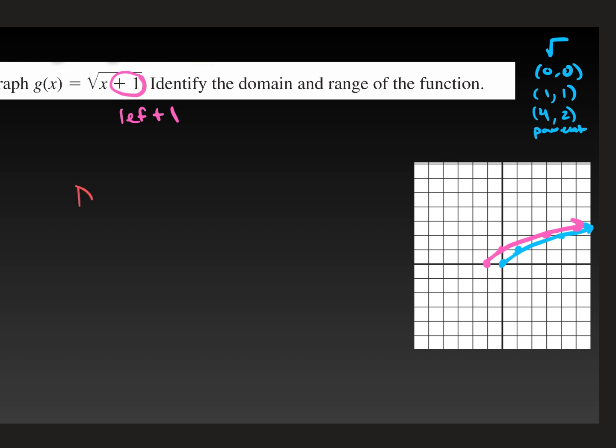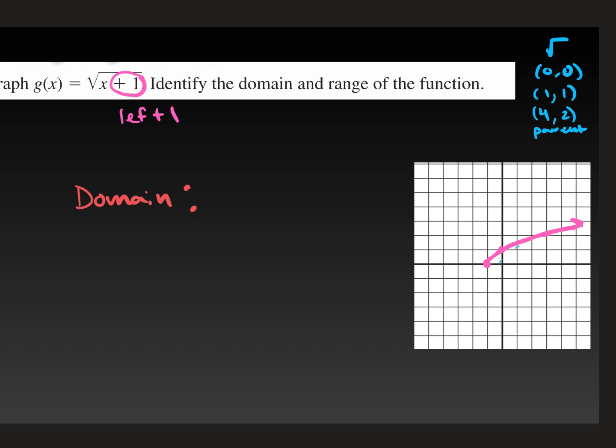Now let's talk about our domain and range. So that's it for the graph. That's all we had to do. Know our parent points, just shift it to the left one. You don't have to graph that blue line there if you don't want to. That's just to help us see what our original graph looks like, and we just apply the transformations to that.